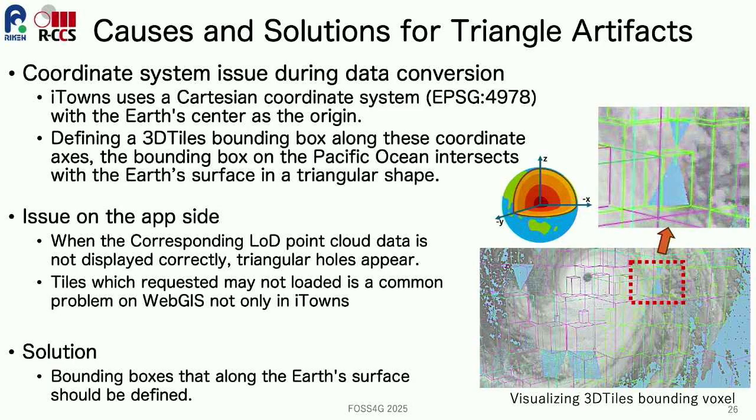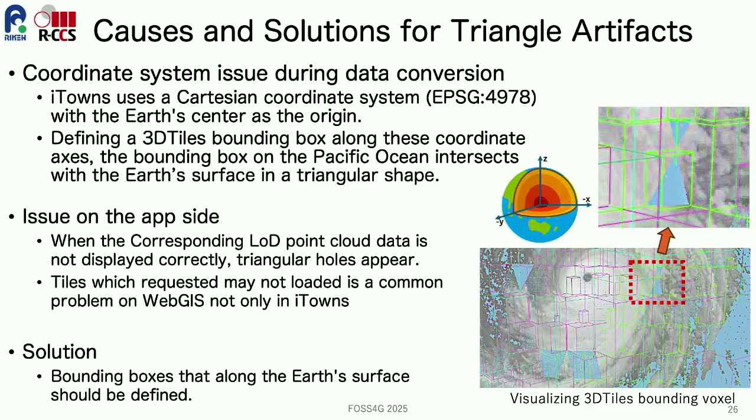The causes and solutions for these triangle artifacts. Firstly, on the data side, there is a coordinate system issue during the data conversion. iTowns and also Cesium use a Cartesian coordinate system with the Earth's center as origin, like this. So when defining the 3D tiles bounding box along these coordinate axes, the bounding boxes on the Pacific Ocean intersect with the Earth's surface in a triangular shape, like this here.